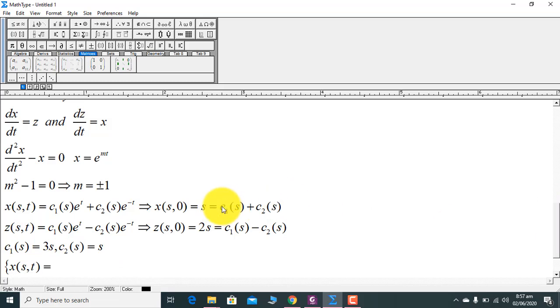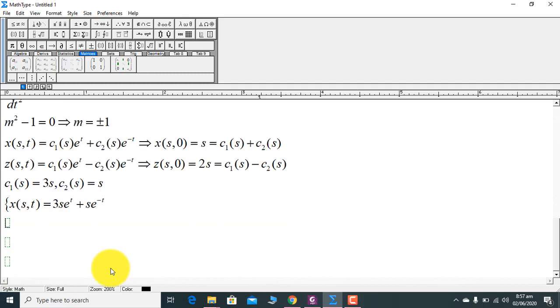c1, the answer of c1 is 3s, and the answer of c2 is s. So the answer will be what? The answer will be, so c1 is 3s and c2 is s. So the answer is this. Now what will be the second quantity? Okay, I think yes, it is now better.